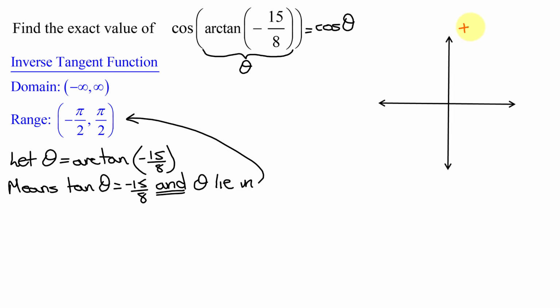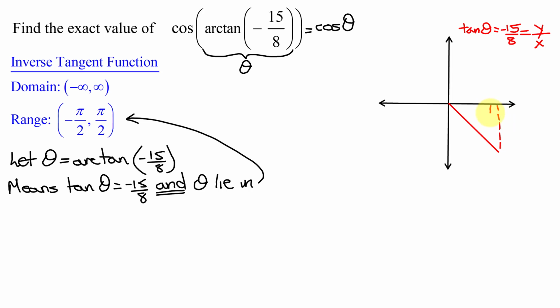I know that the tangent of theta equals -15 divided by 8. And in terms of x, y, and r, the tangent of theta is y divided by x. In quadrant 1, x and y are both positive, so the tangent of theta would be positive. And remember, I'm restricted to quadrant 1 and quadrant 4. In quadrant 4, y is negative and x is positive. Therefore, my angle has to be in quadrant 4. So let's draw my angle in quadrant 4.